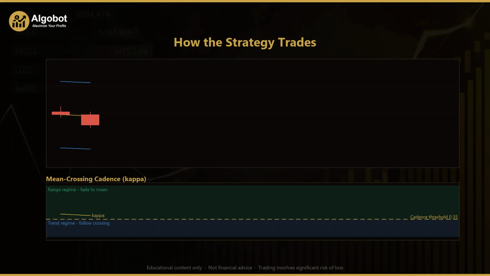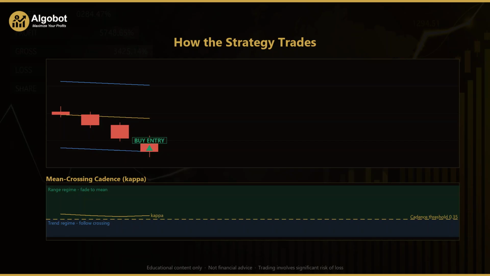Now let's bring this to life on a chart. What you're looking at is an illustrative sequence for the mean-reverting regime, the setting where the strategy fades stretches back toward the mean. On the price panel, you can see three overlays: the central mean line, and above and below it a pair of bands sitting at the fade distance, which is EntryZ mean absolute deviations away from the mean.